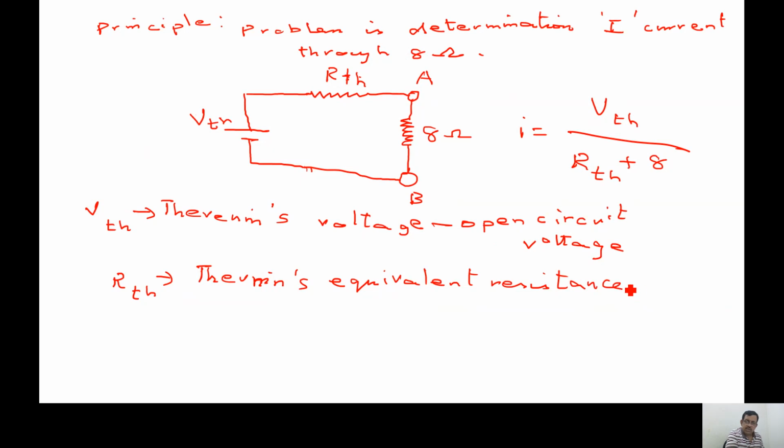This is it. So that's all I need to find. What is the current? If I find the RTH and VTH, I will be able to find the current that flows through the 8 ohm resistor. This is the idea. Having said the idea, I hope the idea is very clear. Now let me actually get that.